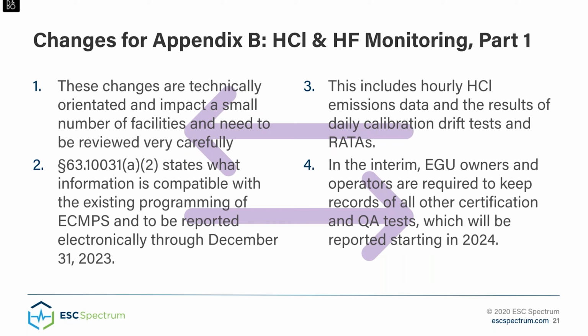Let's talk about Appendix B. Appendix B is for HCl and HF monitoring. I know that there are not a lot of facilities, I think probably less than 10 in the United States, that use these. So I'm not going to read through this in any detail, other than to say if you have HCl or HF monitors, take a look at the slide and the items I call out here so that you know what's going to be happening to your reporting, both as it continues going forward and to changes that are made for electronic reporting that is going to occur on January 1st, 2024.